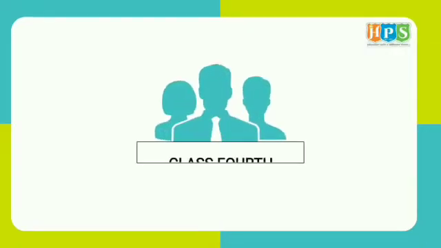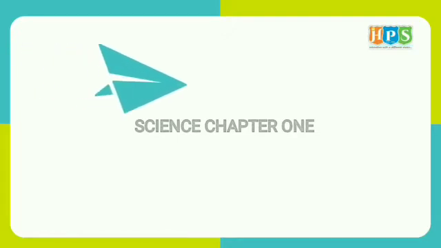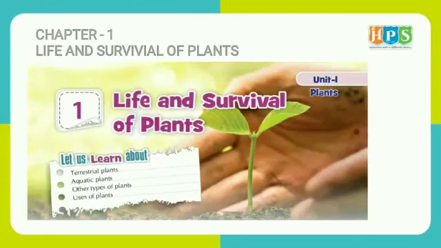Class 4th. The subject we are going to study today is science. And today we will be reading chapter 1 of science. Let's begin our class. Chapter 1. The name of the chapter is Life and Survival of Plants. In this chapter we will learn about terrestrial plants, aquatic plants, other types of plants, uses of plants.